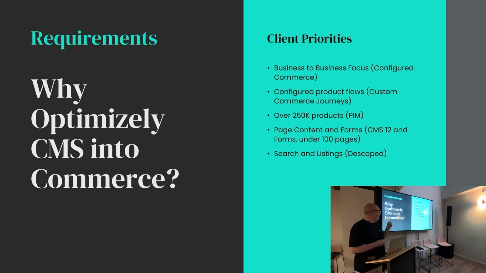They also had, at the current point, about 250,000 products that they're pulling in via PIM, so they've got the PIM product as well. And then they also wanted paid content and forms, which they got CMS 12 for, but it turns out they had only up to about 100 pages for that. So we looked at the idea of focusing on the commerce first. And some other things that we were planning to implement into CMS, like search and listings, were descoped. So the initial delivery was just the content.